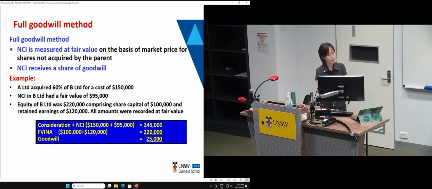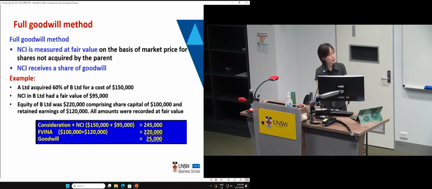So this $95,000 represents 40% of B's share, right? It's a market value, $95,000. The equity of B was $220,000. So this relates to the net asset, or we say the book value of the net asset, $220,000. And that is equal to total equity, which comprises share capital, $100,000, and retained earnings, $120,000, in total $220,000.